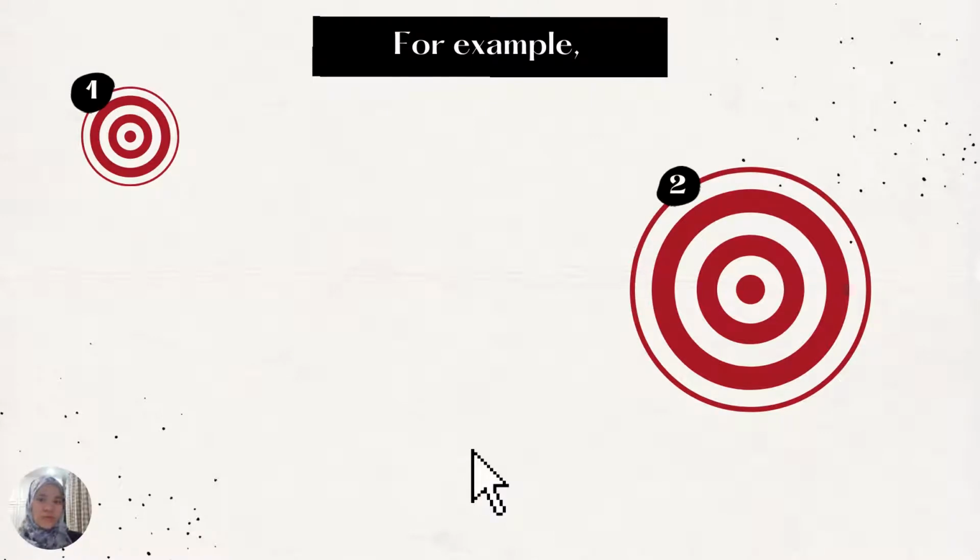Look at this example for a second. Which one of the targets will the cursor hit first? If you're on your laptop, you can try this out yourself. As you can see, it is much faster and easier to hit the second target because it's closer and bigger.